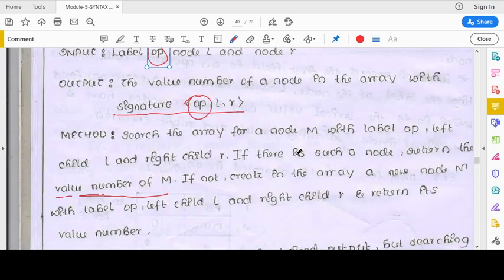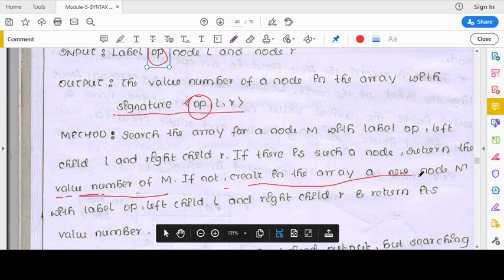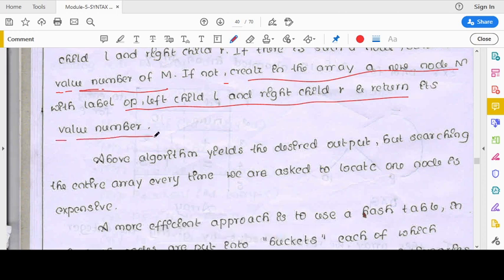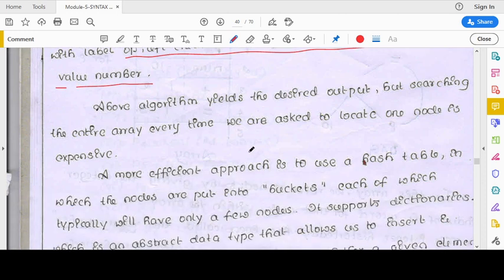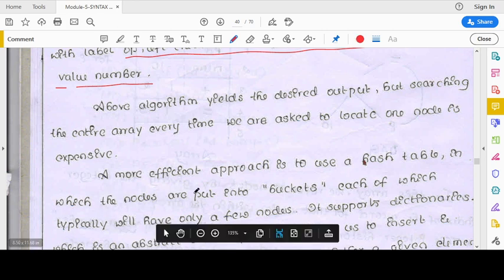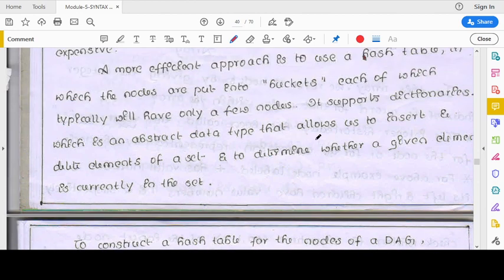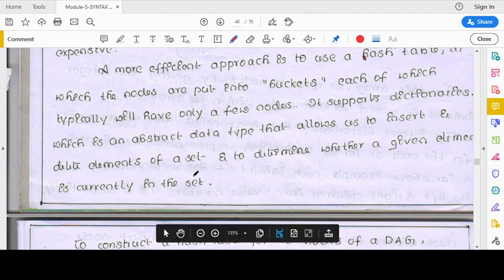If not, create a new entry for the new node in the array with a label, giving the left child and the right child, and return its value number. Value number in the sense it will be the index number. The above algorithm yields the desired output by searching the entire array every time, which puts the nodes into buckets, each of which has few nodes. You can also delete elements of the set and determine whether a given element is currently in the set.